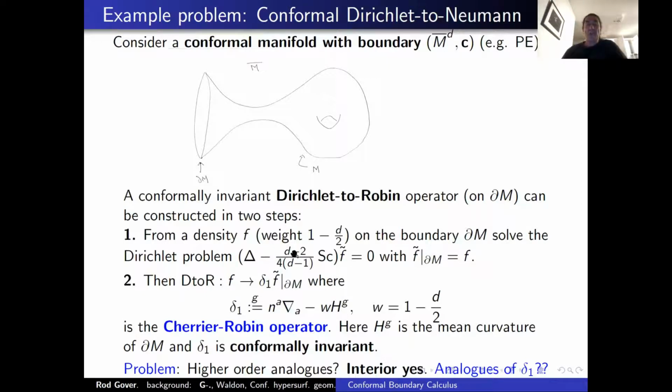So what you can do is start with your density on the boundary, use it as boundary data for this Dirichlet problem, which is conformally invariant, and then apply this delta 1 to the answer and restrict to the boundary. It's really only defined on the boundary, so you have to. So the map from F, the original boundary data, to this Neumann or Robin data is then the conformal Dirichlet-to-Robin operator. By construction, this is conformally invariant, and it's well defined provided this original Dirichlet problem has a unique solution, which generically it will. There can be geometries and situations where it won't, but people usually put that in as a restriction. They just ask it to have a unique solution.